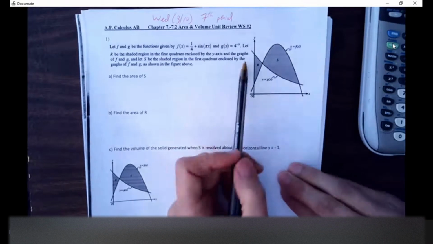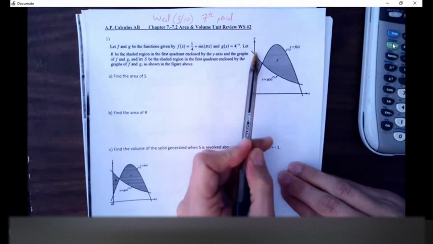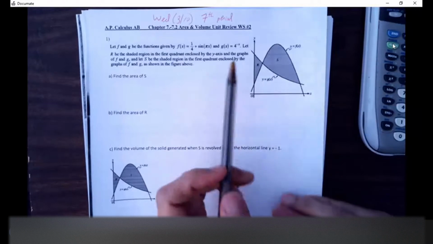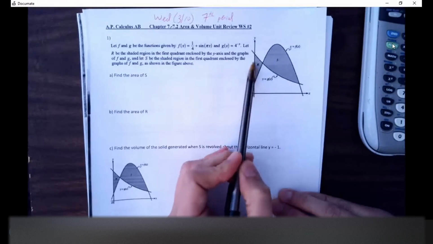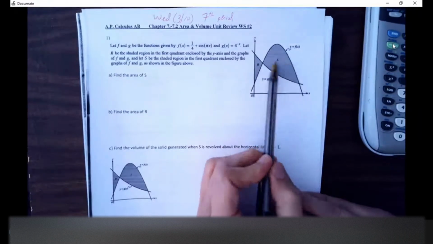It looks like a parabola that's opening downwards. And then we also have g of x equals 4 to the negative x. That's this curve here. Let R be the shaded region in the first quadrant enclosed by the y-axis and the graph of f and g. And S is the shaded region in the first quadrant enclosed by the graph of f and g.